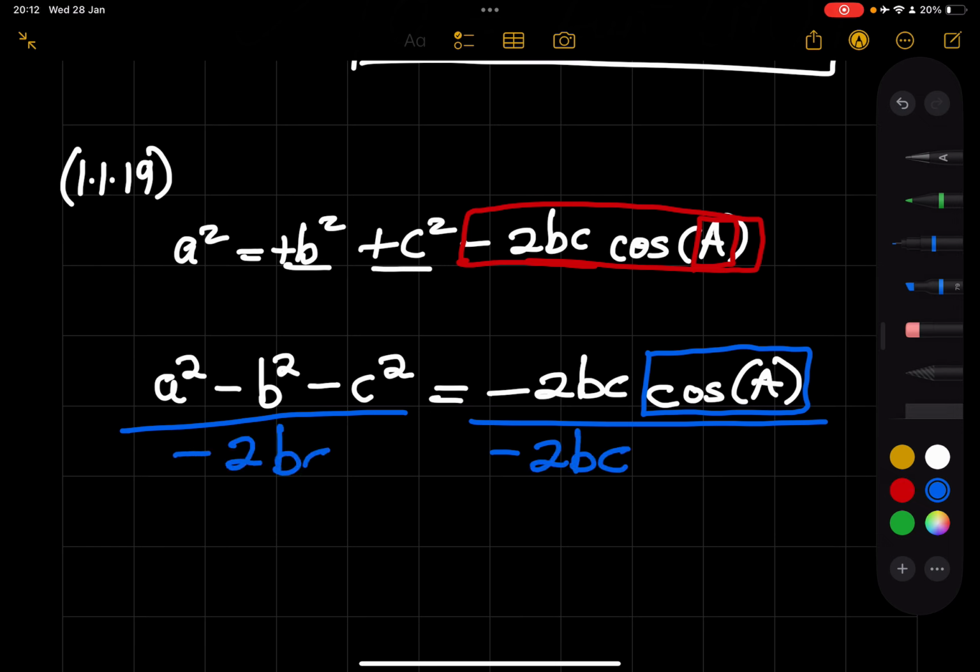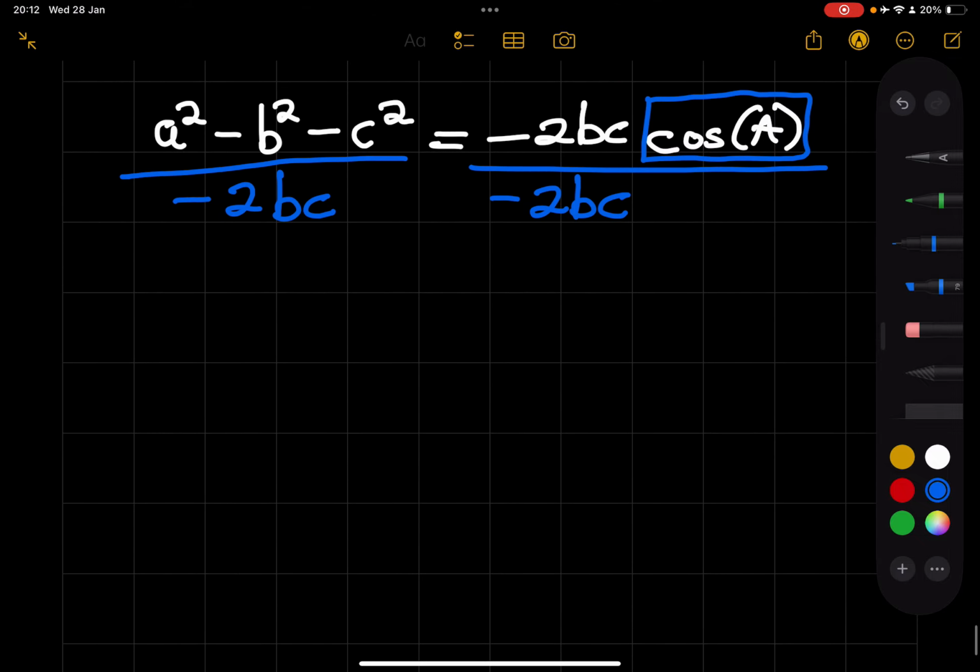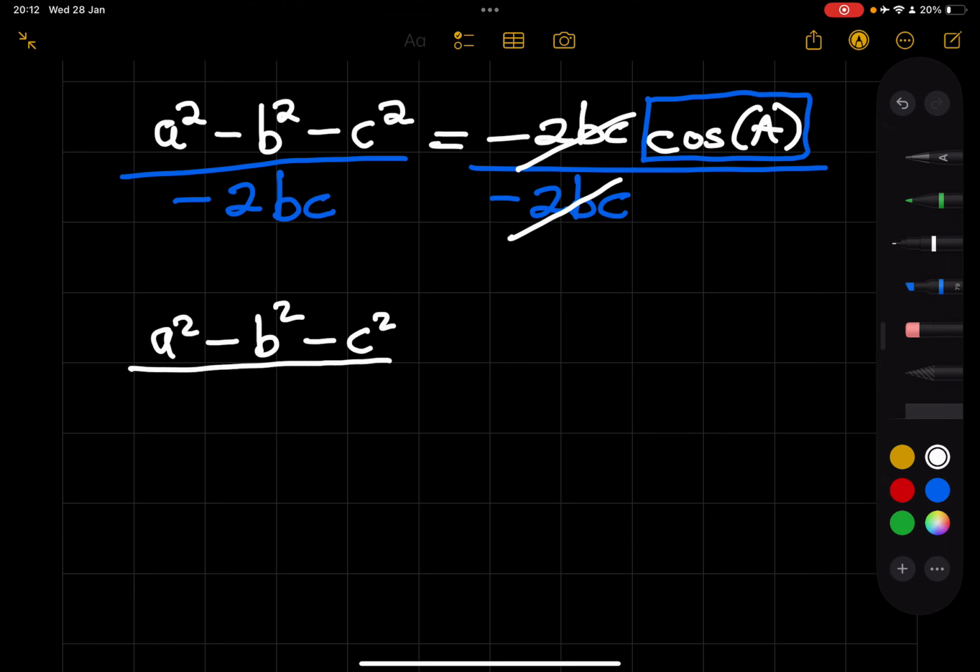Negative 2bc. Okay? So this and that will cancel each other out. So on the left we have a squared minus b squared minus c squared, and then at the bottom we have 2bc. The negative at the bottom, we are not allowed to write it there, rather put it here on the side. You cannot have a negative denominator. Then that is cos A.